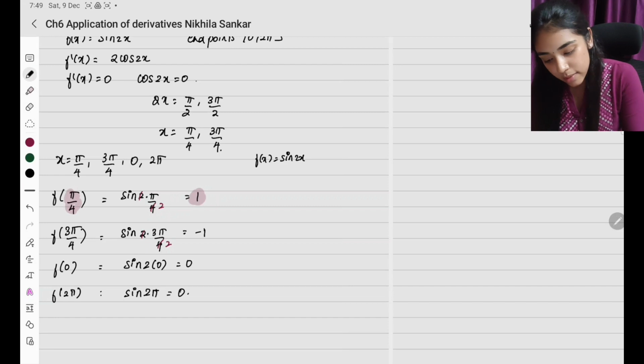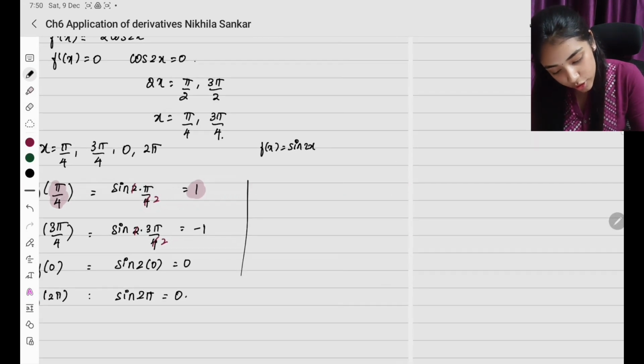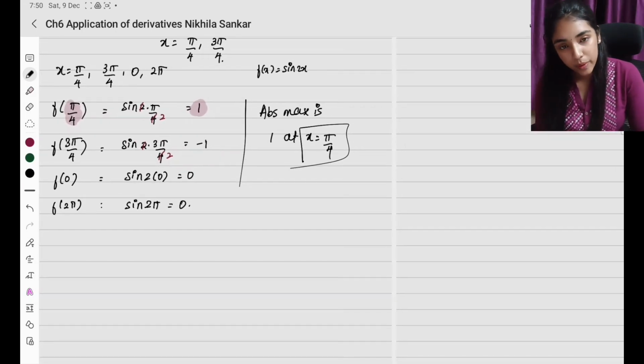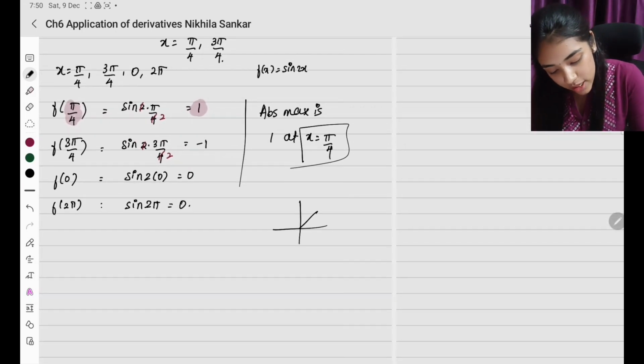1 at pi by 4. So my absolute maximum is 1 at x equals pi by 4. So this is what they are asking. Since we are dealing with 0 to 2 pi, if x equals pi by 4, we are somewhere here.